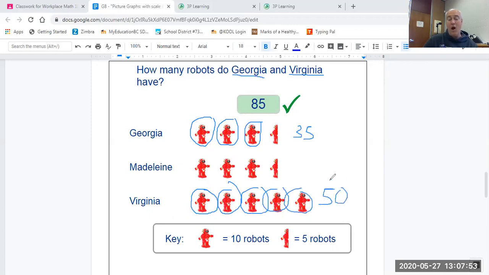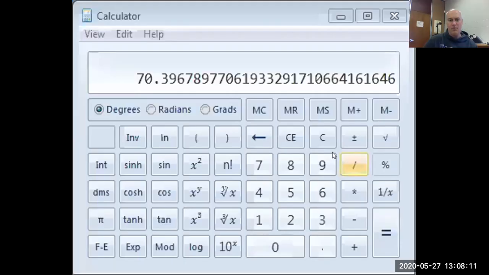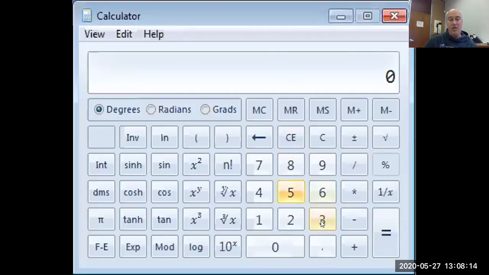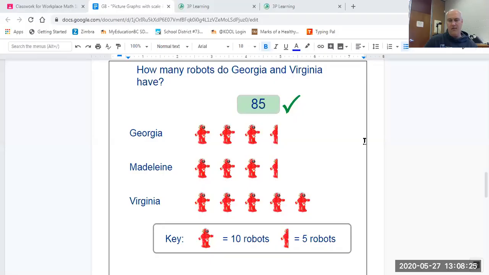Now we want to know how much they both have together, so we have to add these 2 together: 35 plus 50, which gives us 85. That's why the right answer for this is 85. Using our calculator once again, in case that's hard to do in your head, we would simply look at 35 plus 50, which is equal to 85. And so once again, we have as the answer 85.